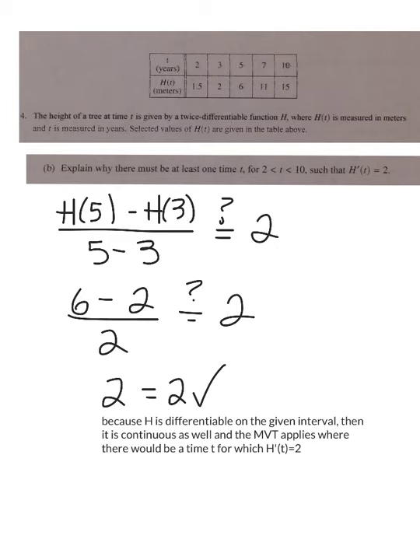And your explanation would be because h is differentiable on this given interval right here, and then it would be continuous as well. Now, when it's continuous, it would be continuous on this interval, but we would have equal signs under here, so less than or equal to, because with continuity we can have the endpoints. And then the mean value theorem applies, where there would be a time t for which h prime of t equals 2. This is just the definition of the mean value theorem.